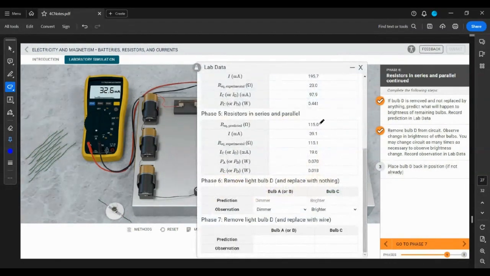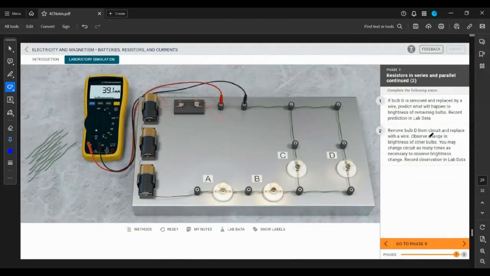So we had a resistance of 115 when we had series parallel, but when it's 3 in series, it's going to be 46 times 3, which is 138, and that's a bigger number. So A and B got dimmer, and C got brighter. D is obviously no longer in there. Okay, then for the next part, we are going to remove bulb D, but then we're going to replace with a wire.